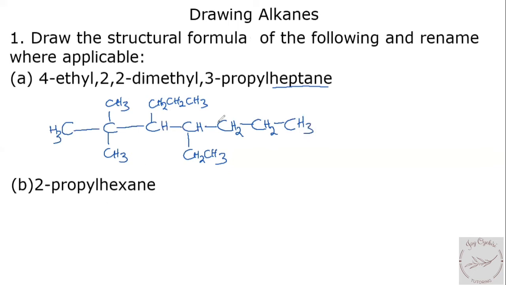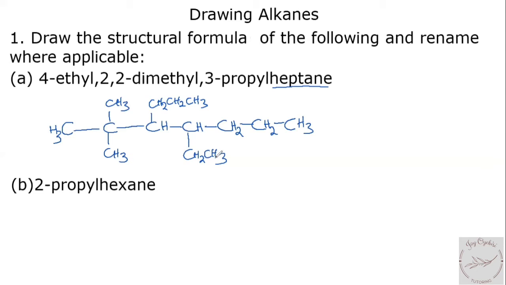Now that we are done, the next thing we need to confirm is if this name is correct, because here they said rename where applicable. If we count from here, we have 1, 2, 3, 4, 5, 6, 7. So we have 7 carbons. Now let's confirm if that's the longest chain. If we count from here, 1, 2, 3, 4, 5, 6, 7, or the other way, it gives you the same, right? Now let's count again: 1, 2, 3, 4, 5, 6. This is less than 7, so we're not going to consider that.